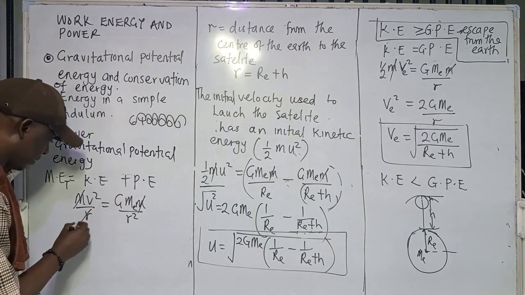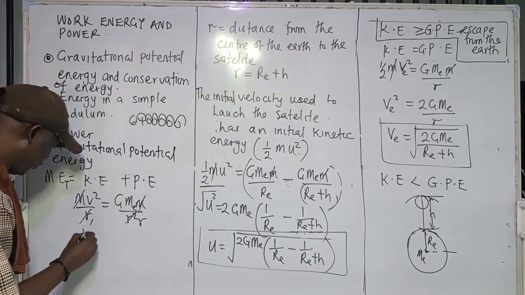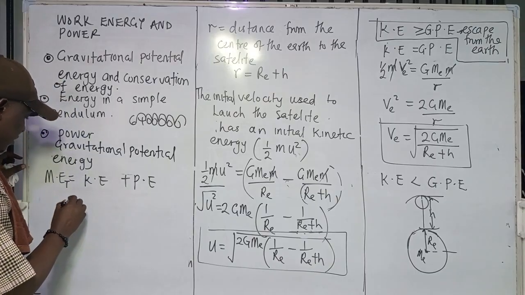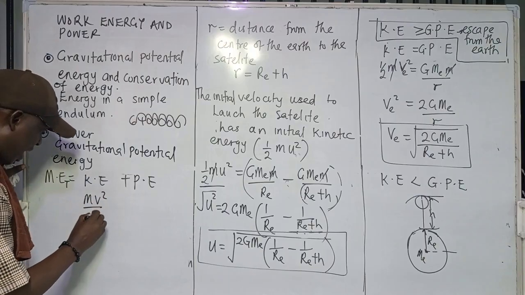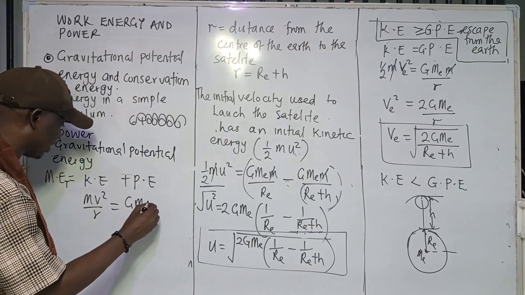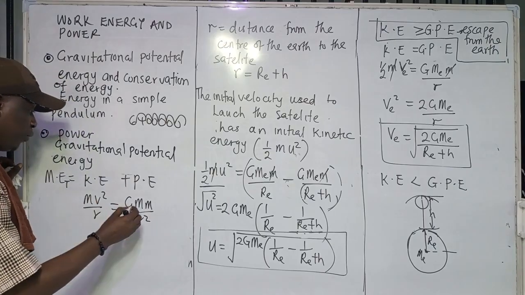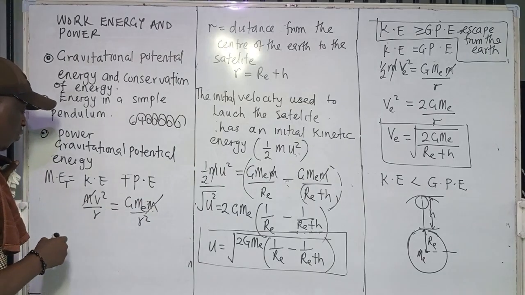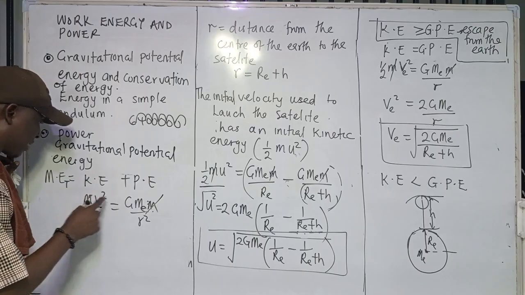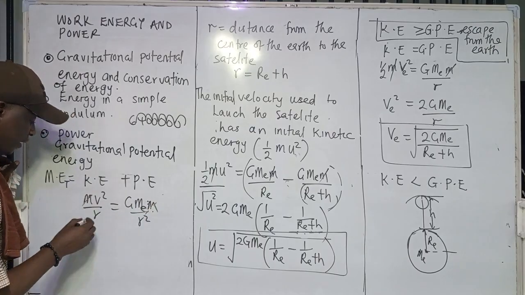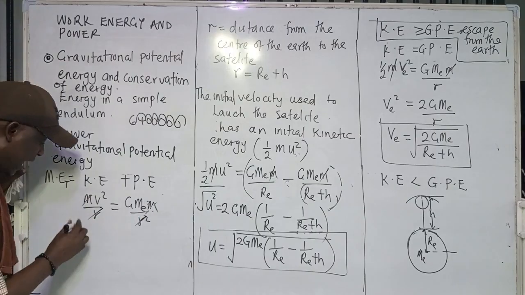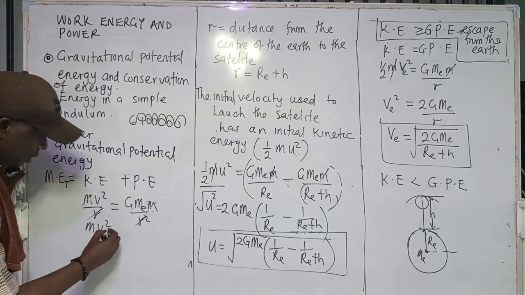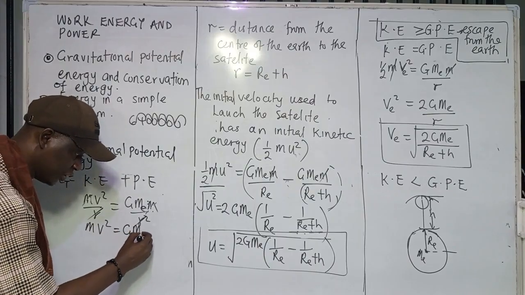What will happen now? The r will cancel out the remaining 1r. Let's not cancel it, we are not stressing ourselves. So we have mv square over r equal to GMm, gravitational force, over r square. If this m, the mass of the satellite, cancels, we now have mv square equal to GMe over r.